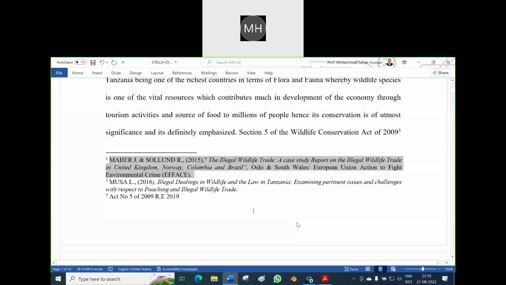Oslo Smith Wales, European Union action to fight environmental crime. Stella, is it a journal or is it a book? Tell me. Is it a journal or a book? Sir, I don't know.